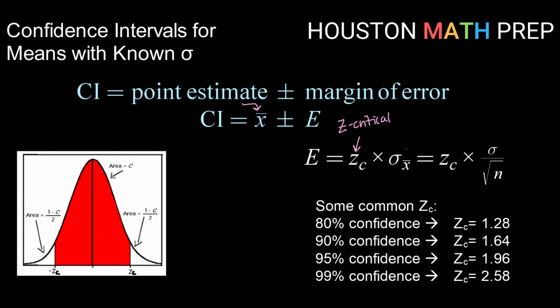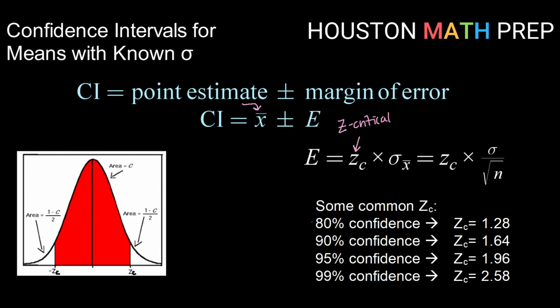Now, you might remember from our video on central limit theorem that standard error is calculated by taking the standard deviation of the population, or sigma, and dividing by the square root of the sample size, or the square root of n. So another way of looking at that formula is z critical times sigma divided by the square root of n. Sigma and n will just be given in the problem, but z critical will be something that you either need to just know or be able to find out based upon your level of confidence.